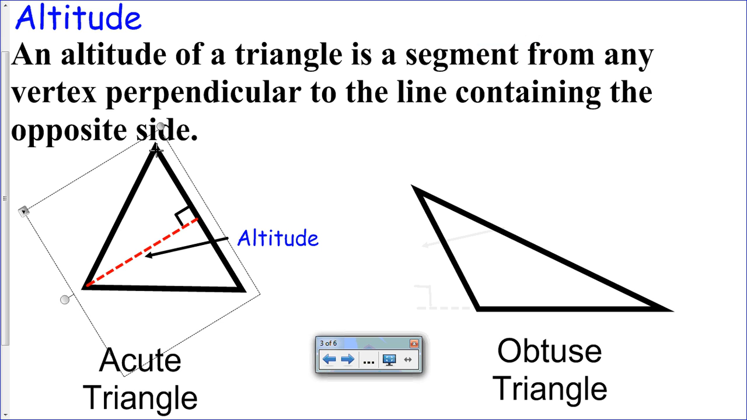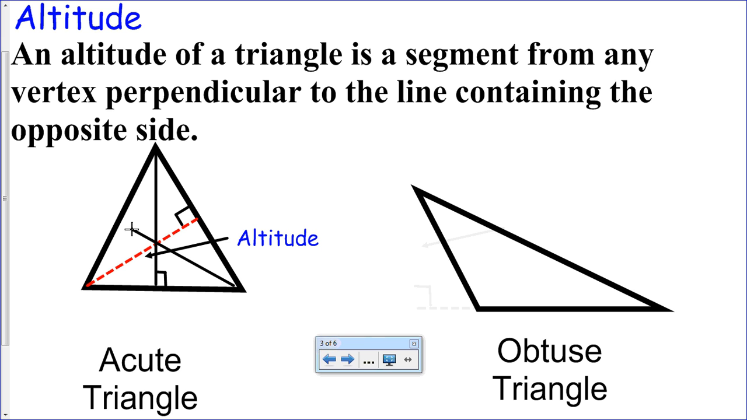Use this color. So this is also an altitude, this black line I just drew, because it connects a vertex and it's perpendicular to the opposite side. And here is another altitude. It connects a vertex and it is perpendicular to the opposite side. So those are the two key things. It's got to be perpendicular to the opposite side and connect to a vertex. So there are three altitudes here.